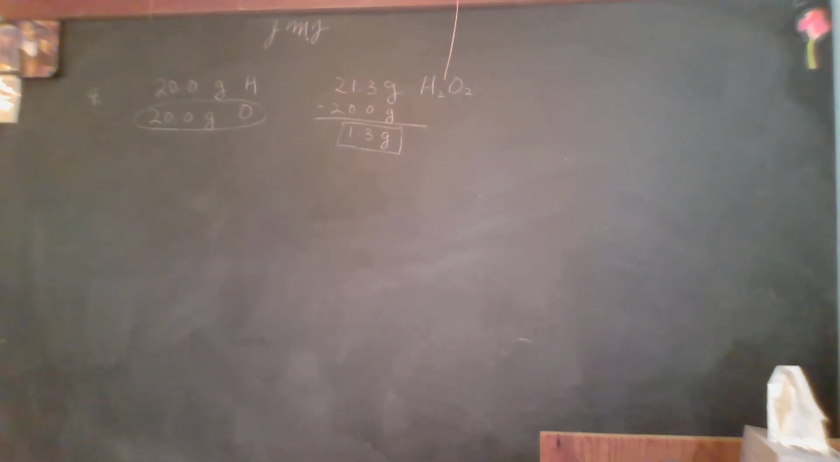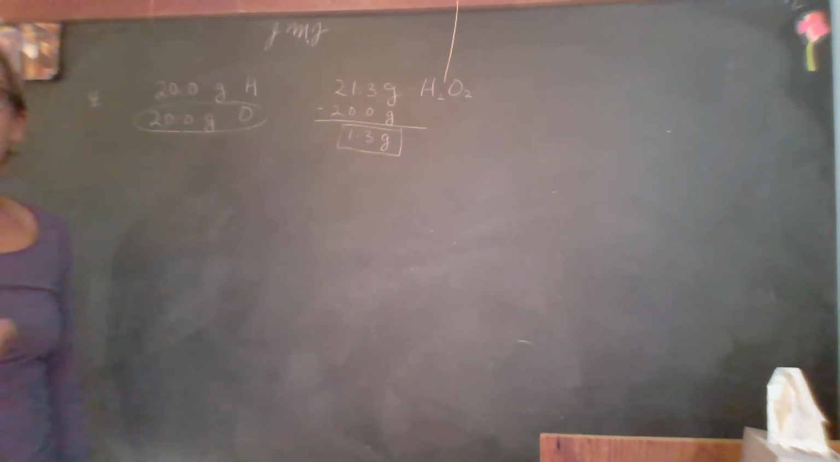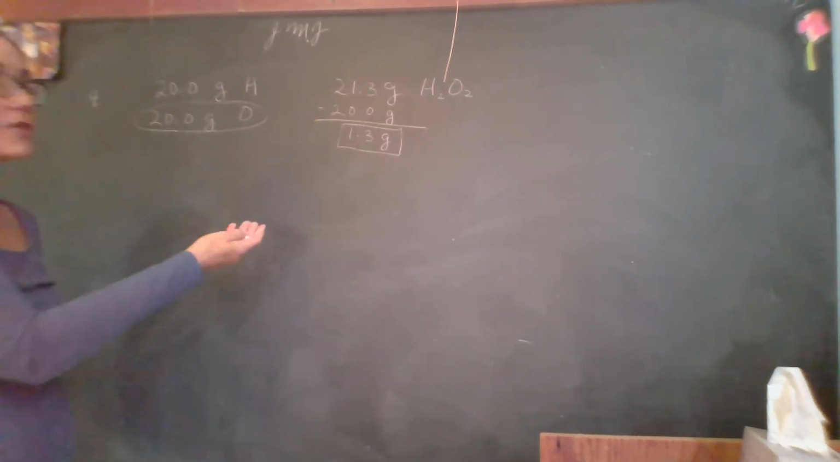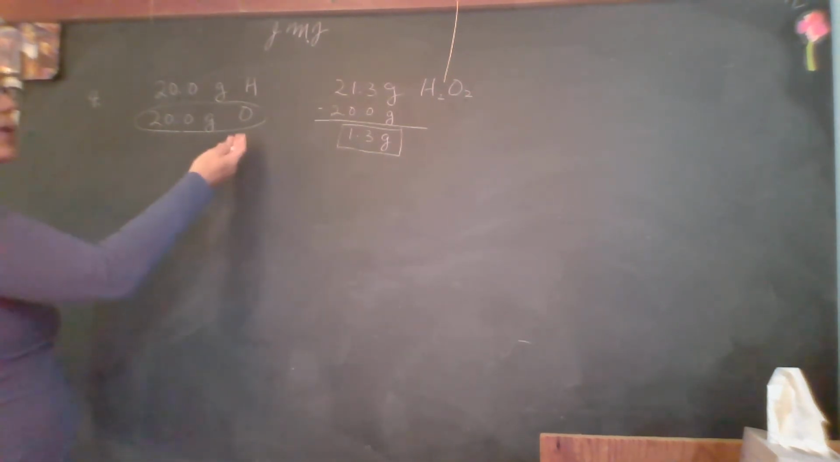Okay, but the question is, how many grams of hydrogen should have been added to the 20.0 grams of oxygen so that there would be no leftovers at the end of the experiment? You can do this kind of in two ways. I'm looking at it and I'm saying, well, obviously 1.3 grams. That's how much hydrogen she should add because she used up 20 and it's 21.3.